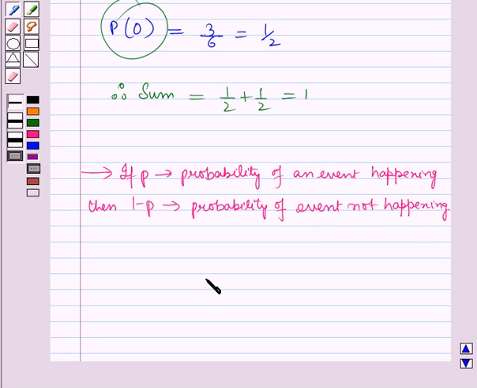So in this session you have learnt about the measurement of probability and the definition of the probability of an event. So this completes our session.